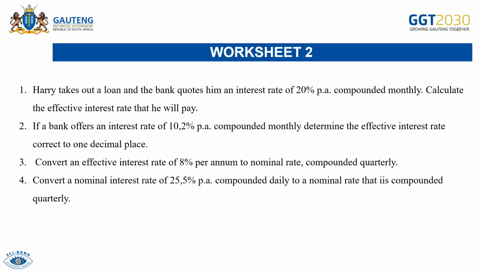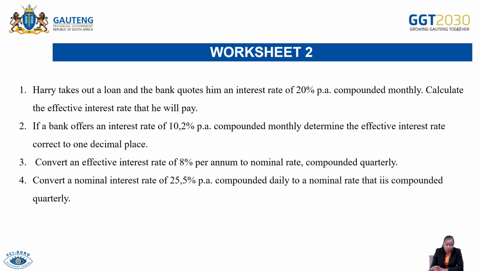Worksheet number 2, number 1, Harry takes out a loan and the bank quotes him an interest rate of 20% per annum compounded monthly. Calculate the effective interest rate that he will pay. That one is simple and straightforward. You know the formula that you need to use. Number 2, if a bank offers an interest rate of 10.2% per annum compounded monthly, determine the effective interest rate, correct to 1 decimal place. Again, you know the formula, you just substitute what you have, and since it's compounded monthly, you know what to do where there is M, right?